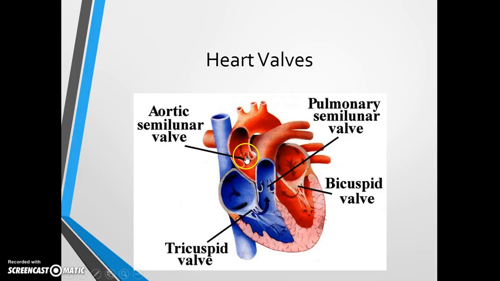Then you'll see these valves in the pulmonary artery, and you'll see it in the aorta. So the aortic valve is just here, and it stops the blood going back through there. And the pulmonary valve or semilunar valve is just here, and it stops the blood going back down to the right ventricle.